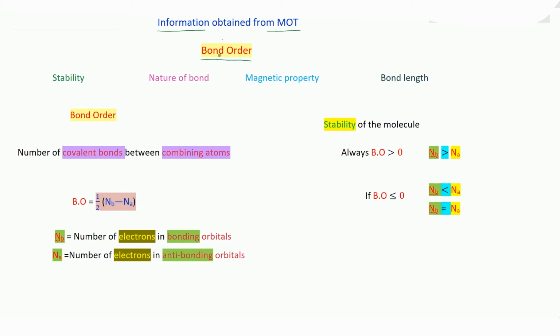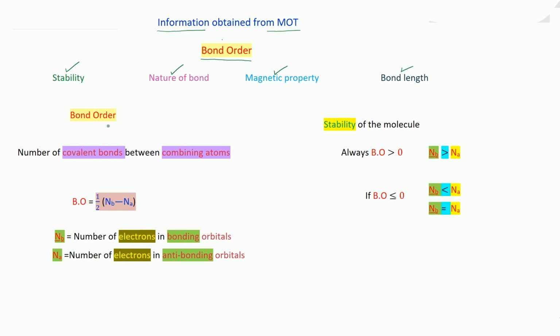Once you know the bond order, you can easily know the stability of the molecule, whether the molecule is stable or unstable. And you can easily know the nature of the bond, whether the molecule has a single bond, double bond or triple bond. From the molecular orbital diagram, you can easily predict the magnetic property, whether the molecule is diamagnetic or paramagnetic. From bond order, you can know the bond length. So these are the pieces of information we get from the molecular orbital theory or molecular orbital diagram.